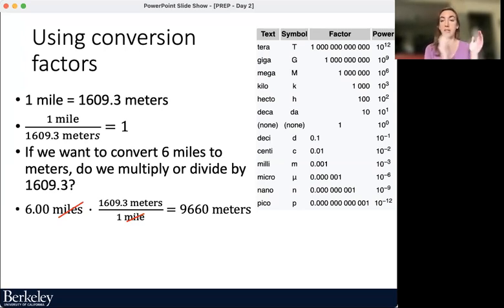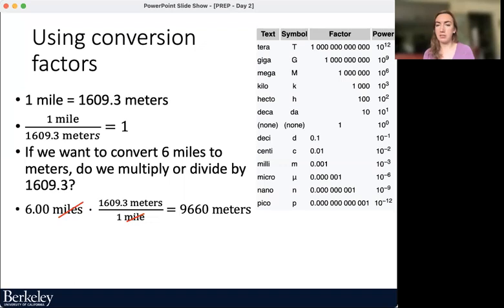So in this case, I'm taking 6 miles, and I want to get rid of miles. And so I need the miles to be on the bottom of that ratio so that the two instances of miles cancel out. And so I have 6 times 1609.3, and that's 9,660 meters. If I had flipped it the other way and taken 6 miles times 1 mile over 1609.3 meters, nothing would have canceled, and I would have had miles squared over meters, and that is not useful here, right? So I hope that makes sense.